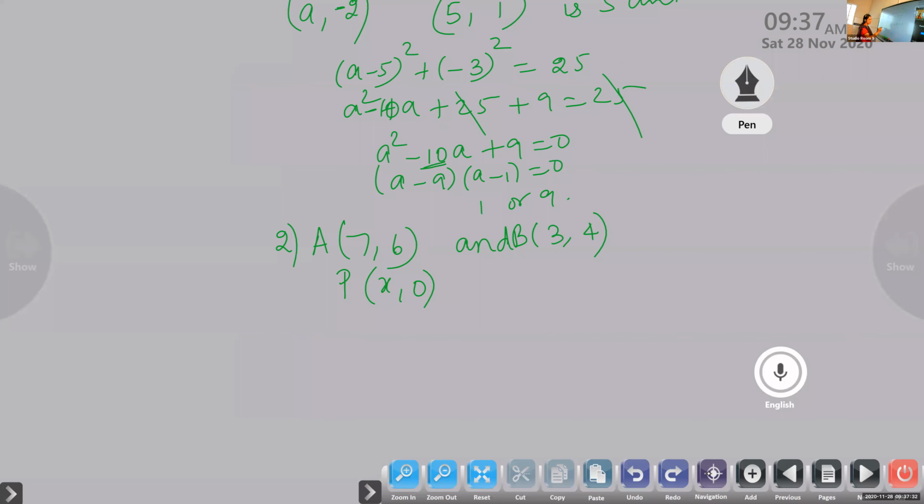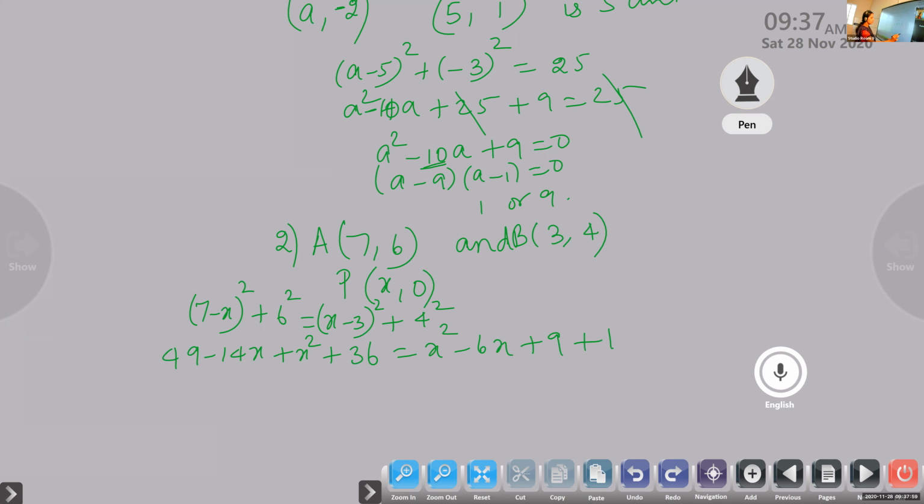By applying the distance formula, AP is (7 minus x) whole square plus 6 square, using (x2 minus x1) whole square plus (y2 minus y1) whole square, which is the same as PB: (x minus 3) whole square plus 4 square. When you expand this, 49 minus 14x plus x square plus 36 is equal to x square minus 6x plus 9 plus 16. On both sides you can cancel x square. Now group the terms and find out what x is.